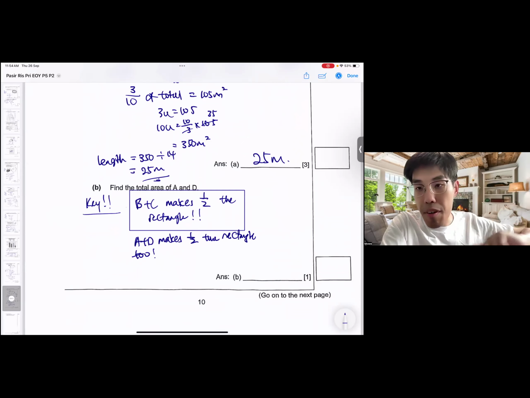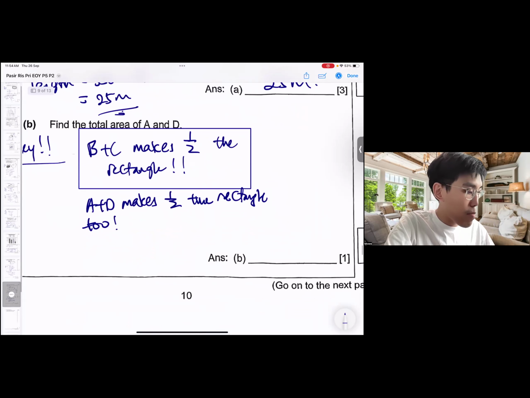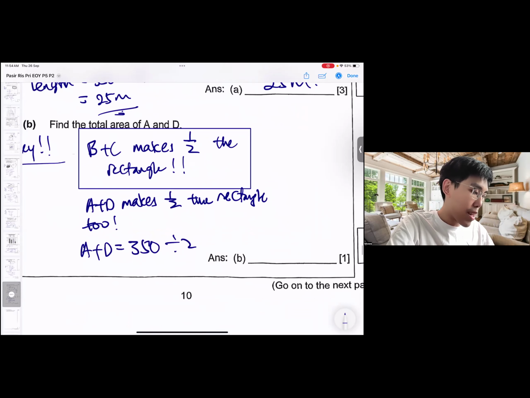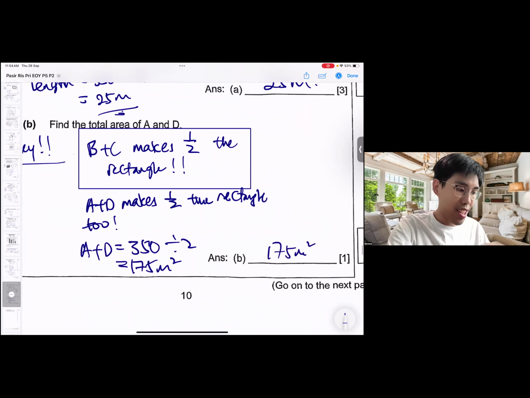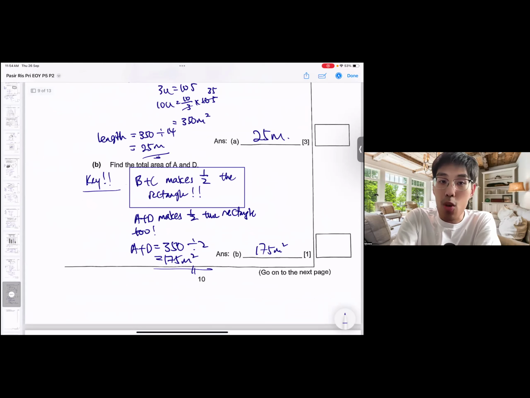So just now earlier on, we found the area of the rectangle, which is 350 meters square. So therefore, the total area of A plus D is actually 350 divided by 2, 175. Because B plus C makes up half, so A plus D makes up the other half. Of course, in our working, you don't need to write the two statements. The two statements are for us to tell you to notice this.